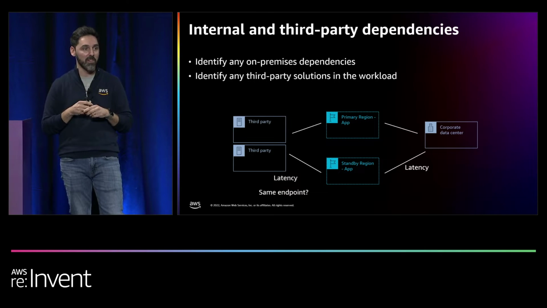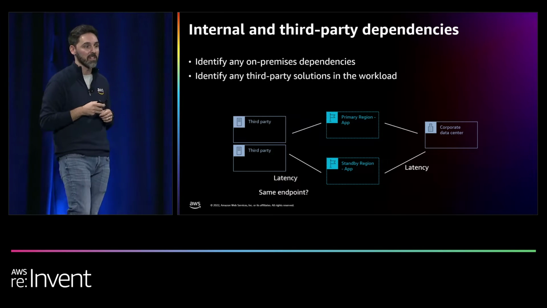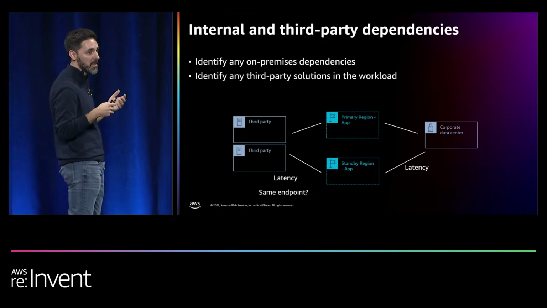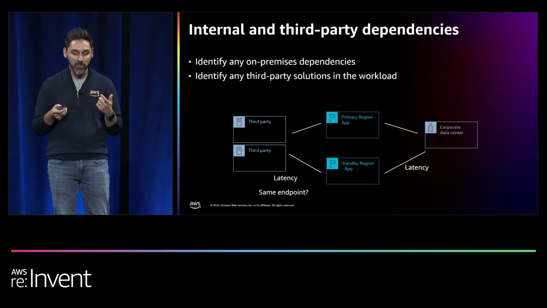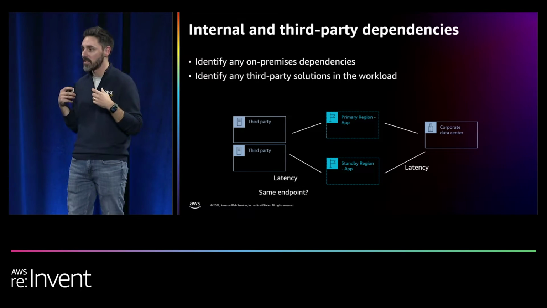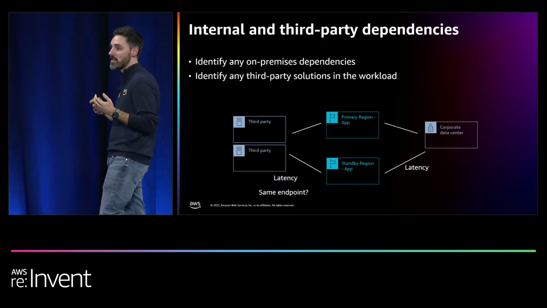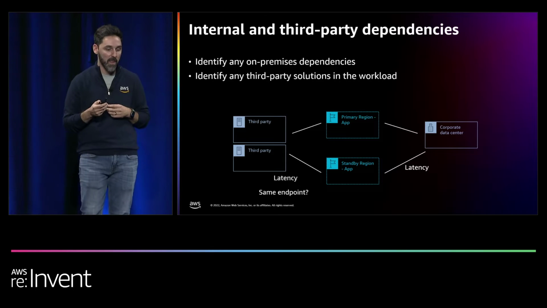AWS is a big cloud provider, and it's very possible that that third party is operating out of the same region that is your primary. So all of a sudden, if you're running out of your standby region, you may experience longer latency with a third-party dependency than you initially had. So these things have to be thought through, and you need to understand the implications of how these dependencies operate under this new modality of multi-region.